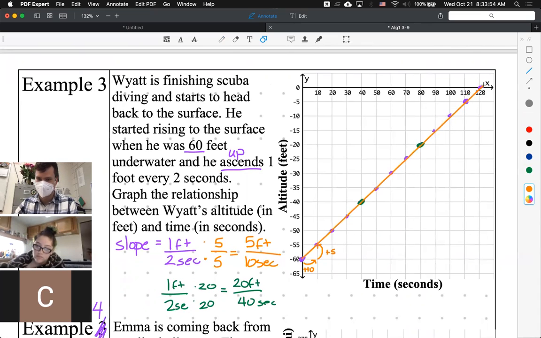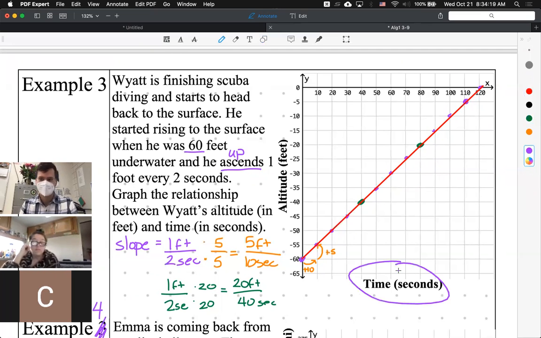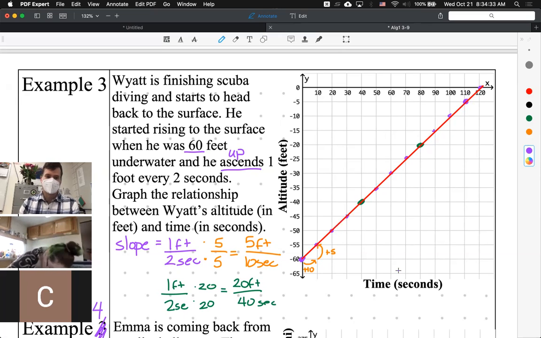I should probably make that line blue. It doesn't really matter. I'll just make it red randomly. This is a line that represents Wyatt ascending from scuba diving. And then I can ask questions about this graph too. I can ask you, well, how long did it take for him to get to the surface? And you can say, oh, well, the time, this axis right here, it happened at what, Braden? 120 seconds, which is how many minutes? 2 minutes, yeah. So it took him exactly 2 minutes to come up to the surface. Very nice, Braden.